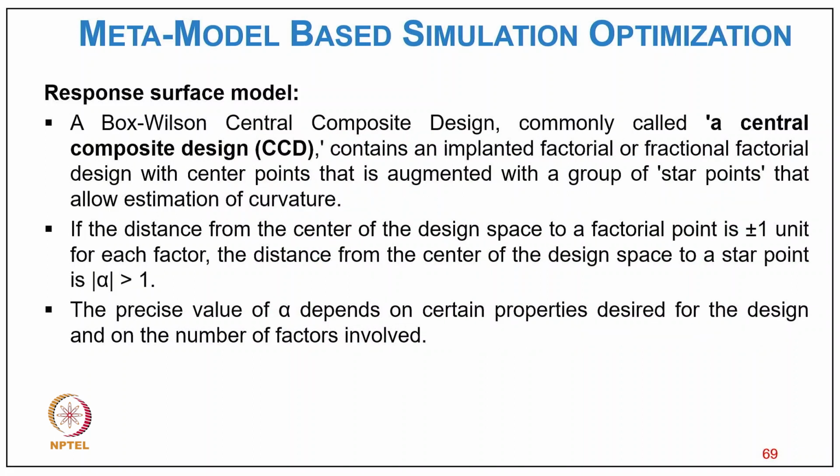So now the Box-Wilson central composite design, commonly called a central composite design CCD, contains an embedded factorial or fractional factorial design with a center point that is augmented with a group of star points that allow estimation of curvature. If the distance from the center of the design to a factorial point is plus or minus 1 unit for each factor, the distance from the center of the design to a star point is absolute of alpha greater than 1, and the precise value of alpha depends on certain properties desired for the design and on the number of factors involved.